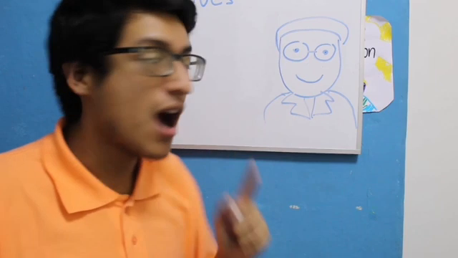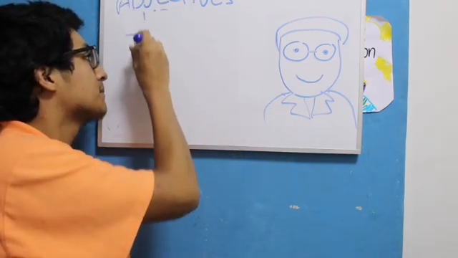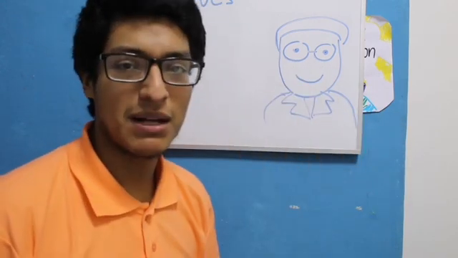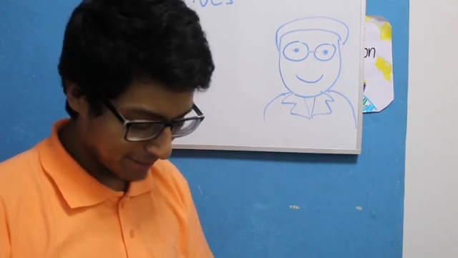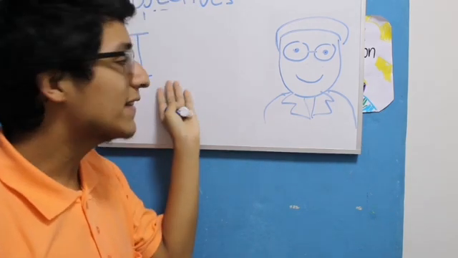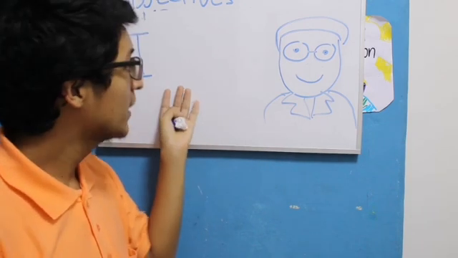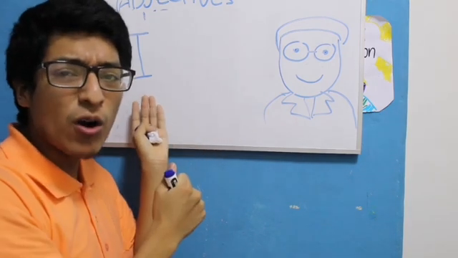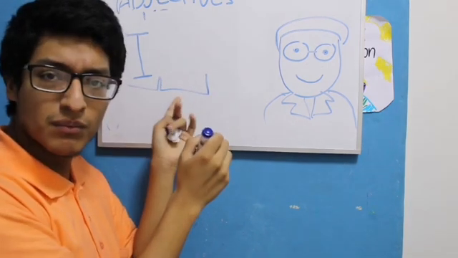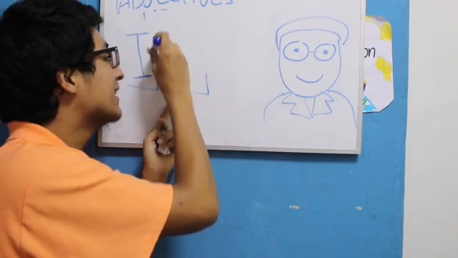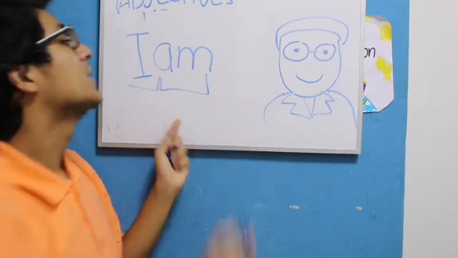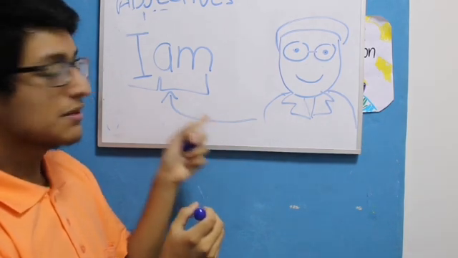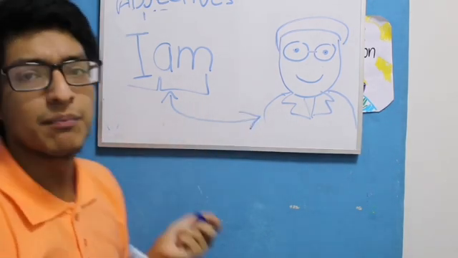I, remember, the I is for myself. I mention myself, I describe myself. So here it has to be the verb to be. In this case, with I, what verb to be can work? Yes, I am. So in this case, I am. I'm describing. This is me. I am, but what?